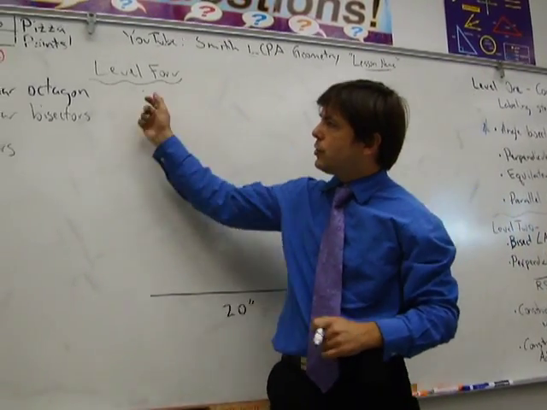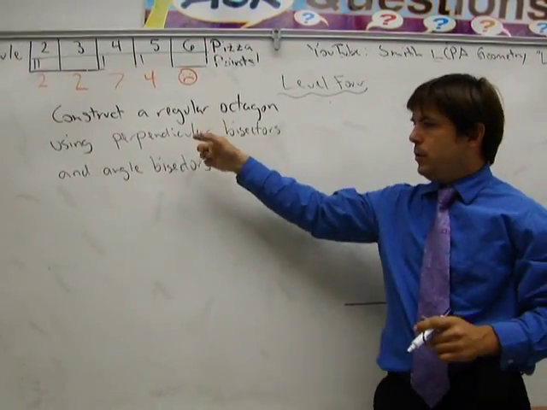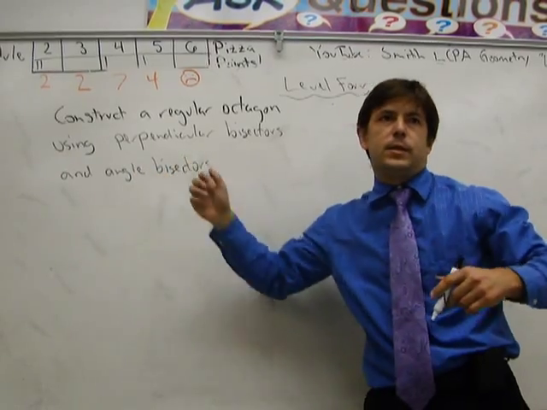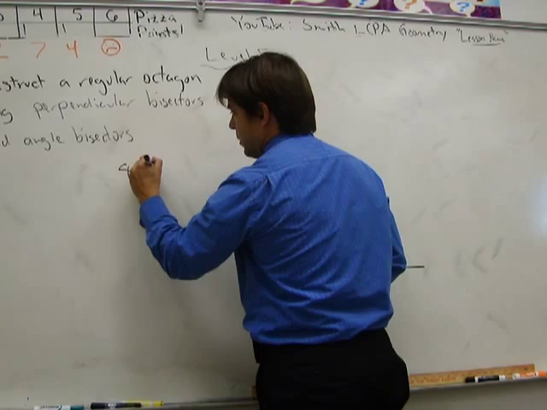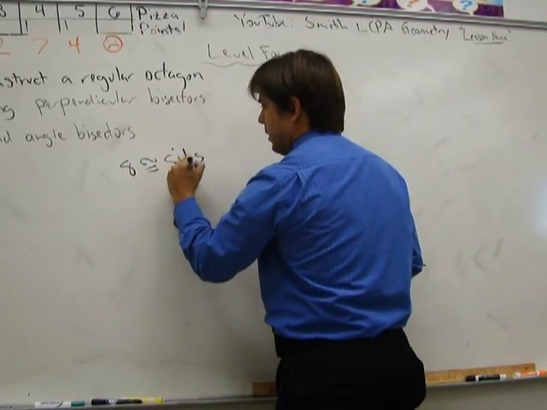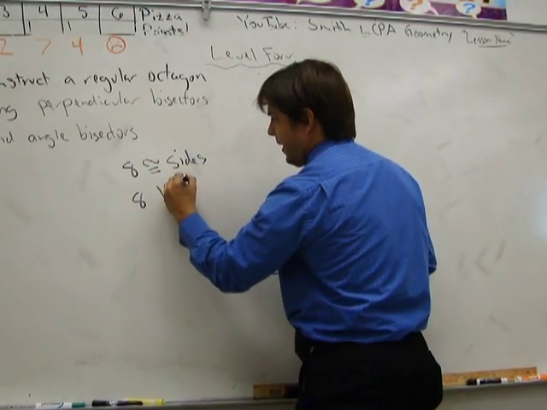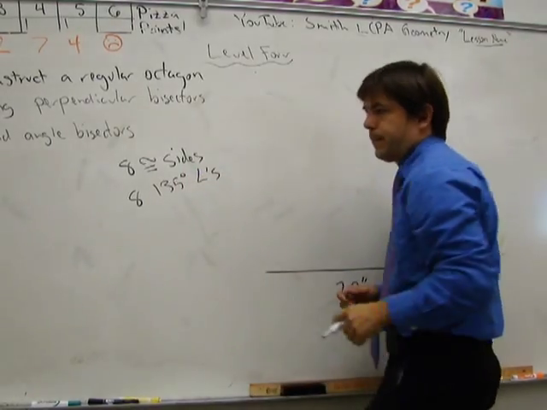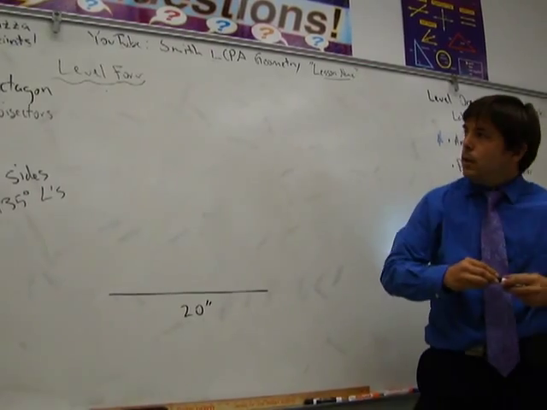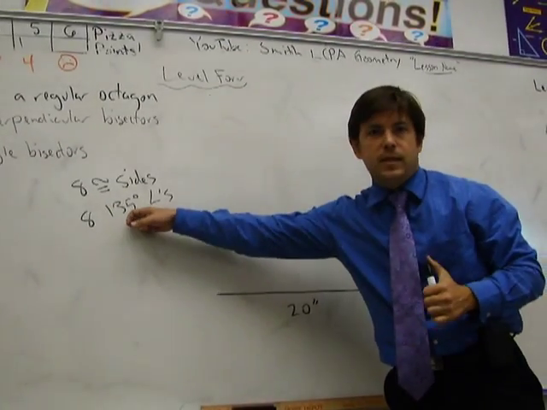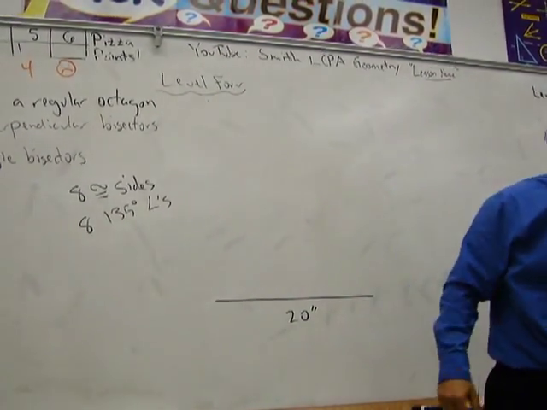Okay, we're going to start to construct a regular octagon using perpendicular bisectors and angle bisectors. Now, when we think about a regular octagon, what we mean is 8 congruent sides and 8 135-degree angles. So, the key is, how do you construct a 135-degree angle?